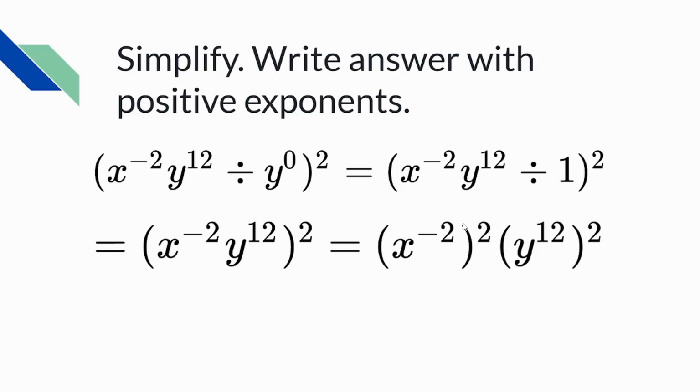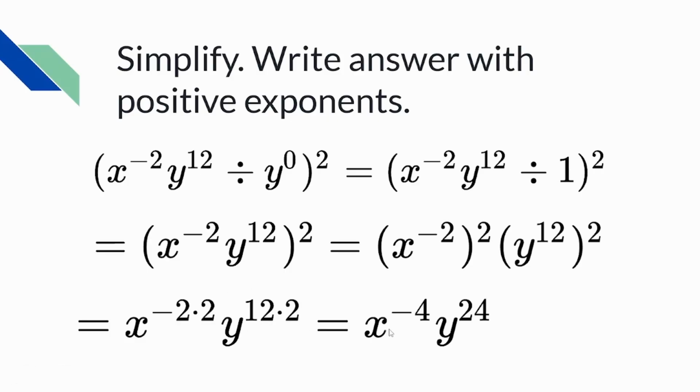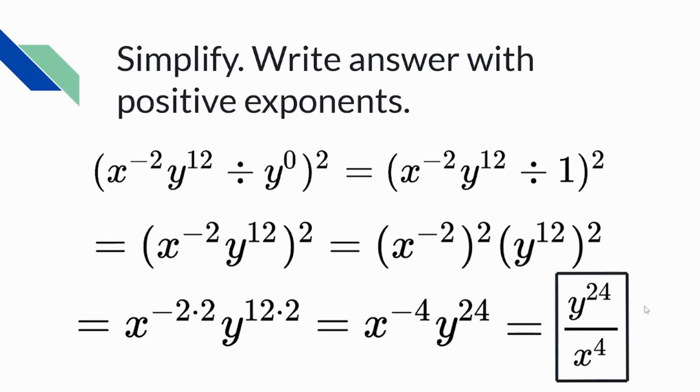And when I have a power on top of a power, what do I do? I multiply the exponents. That's what we want to do here. So this gives us x to the negative 4 times y to the 24. Once again, I need to report my final answer with only positive exponents. So let's take care of that by bringing x to the 4 to the denominator. So my final answer is y to the 24 over x to the 4.